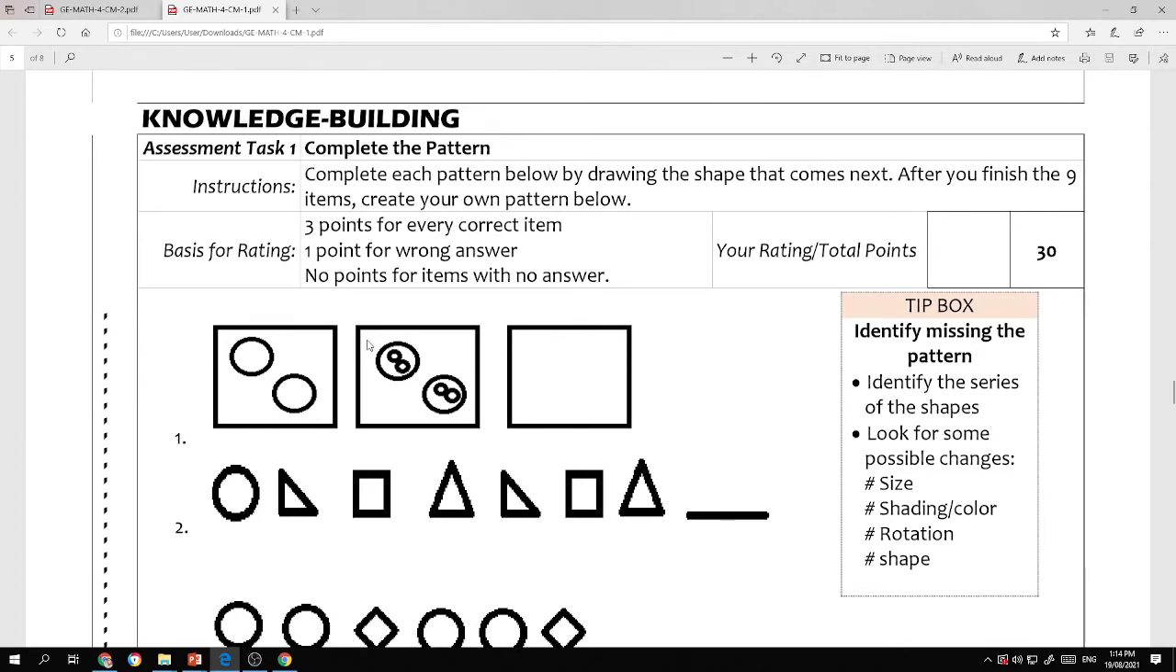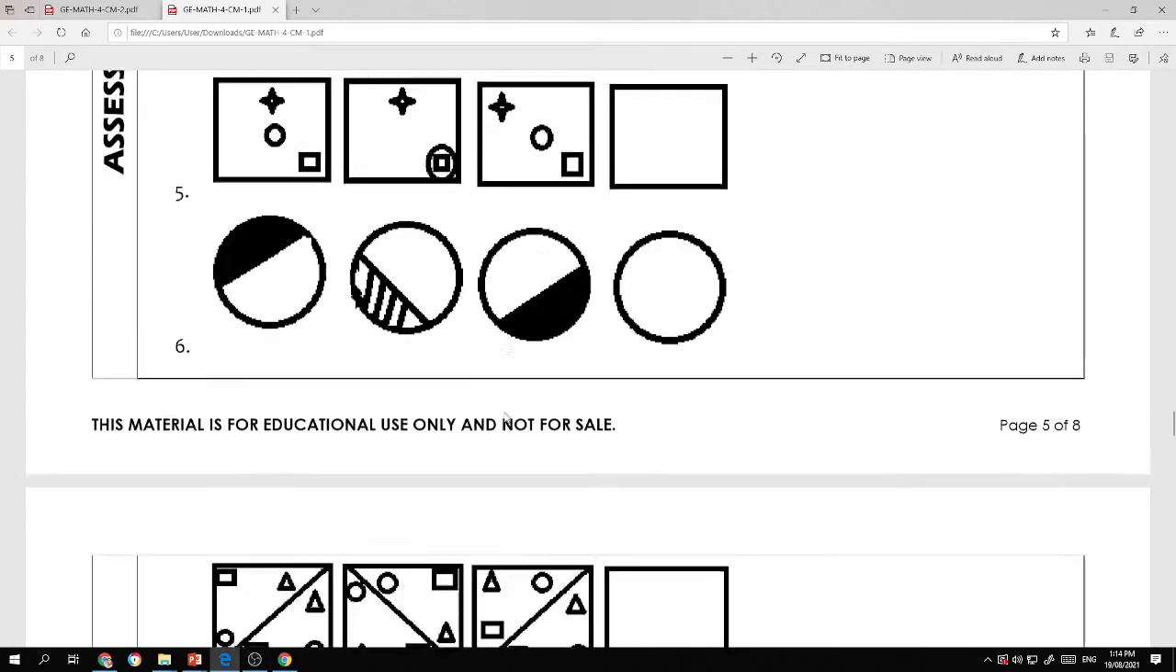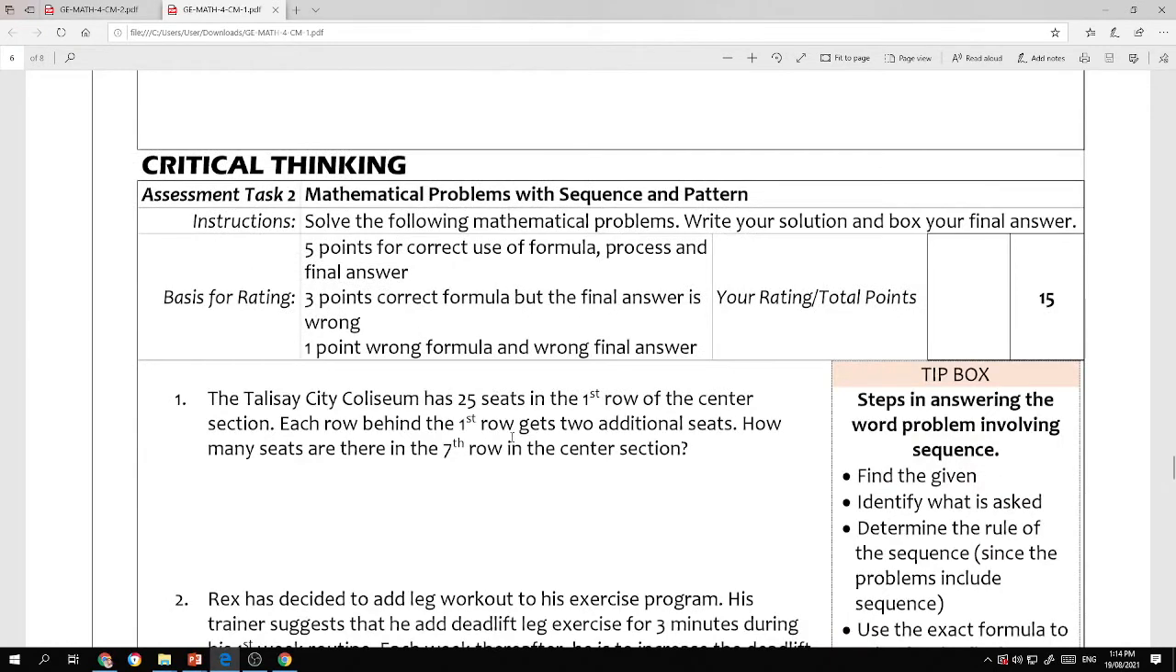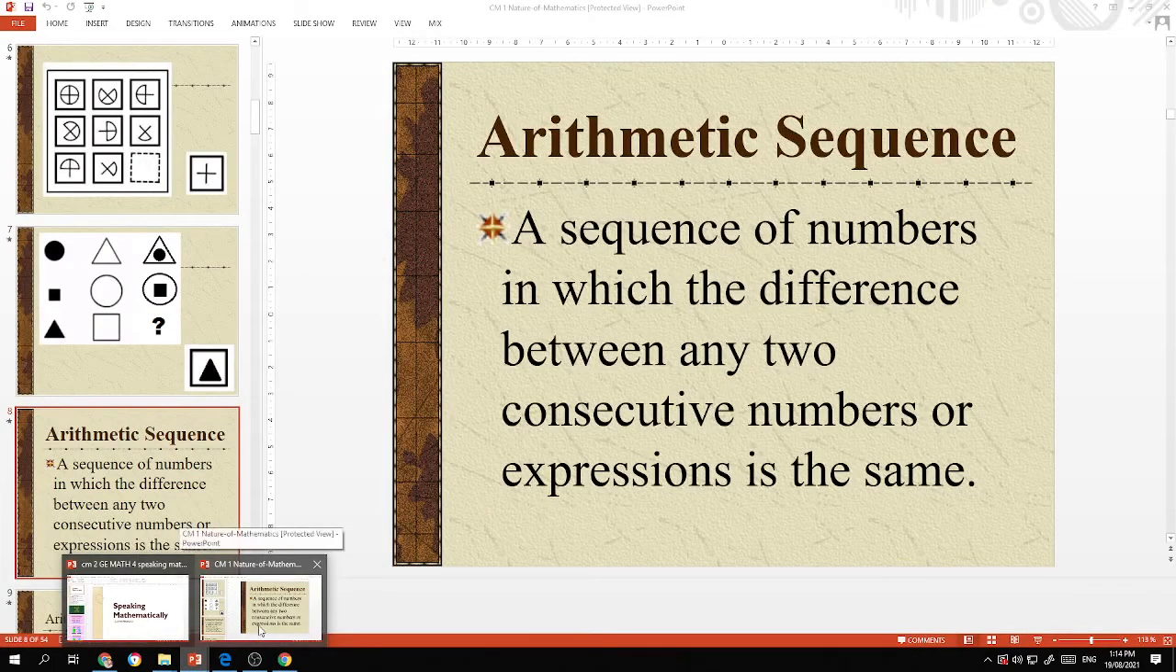Class, kasabot ra sa CM number 1? Okay. Let's go to dirita sa critical thinking part. So, ang critical thinking part nato is now the solving part. Let's go back to our presentation.